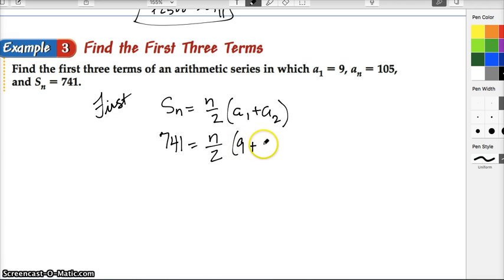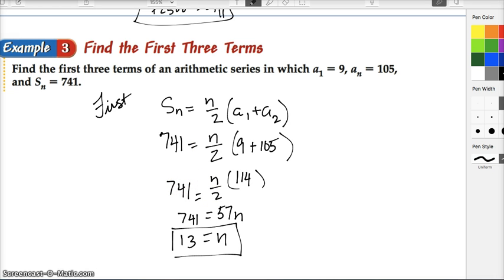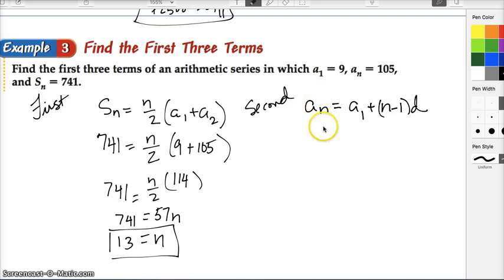And we know the first and last term of this series would be this. So now we're going to add those together. Over here we're getting 114 times n over 2 is equal to 741. Keep working, and we end up with n is equal to 13. Now we're going to take the other equation from the last section where we relate the first term, the last term, and the common difference, and we're going to use that in order to get the common difference. That'll help us find all the first three terms.